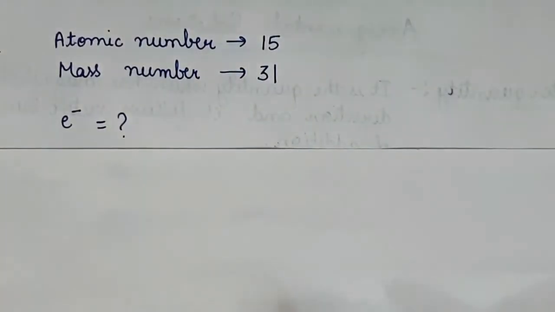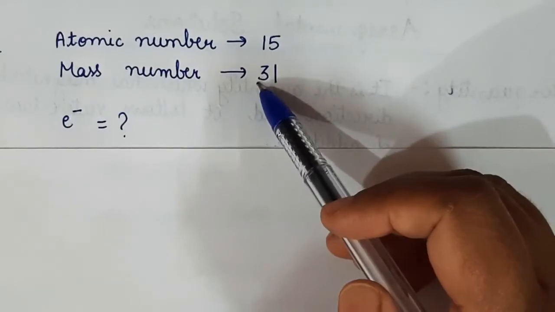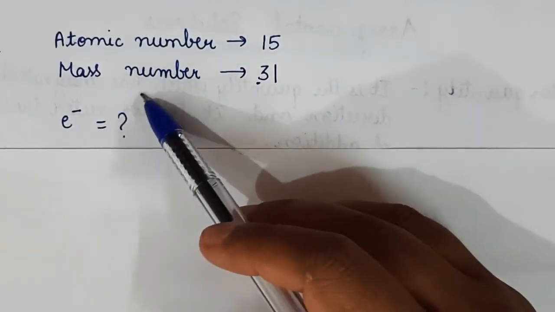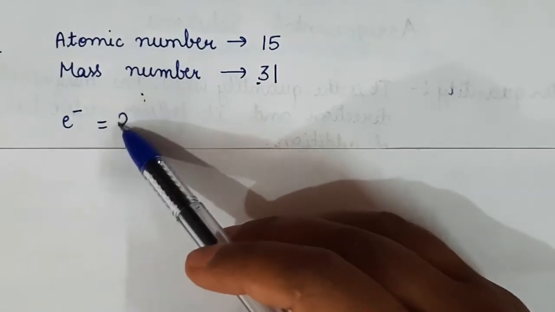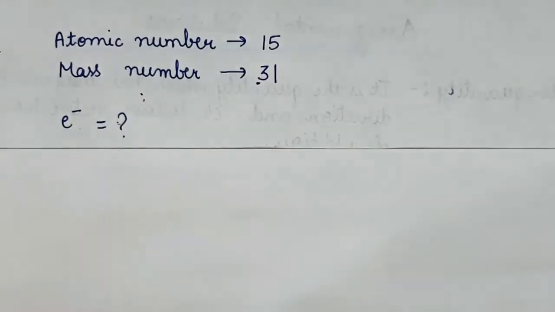Coming to question number 9. An element has atomic number 15 and mass number 31. First is, find the number of electrons present in the atom of this element. So you have to calculate the number of electrons.